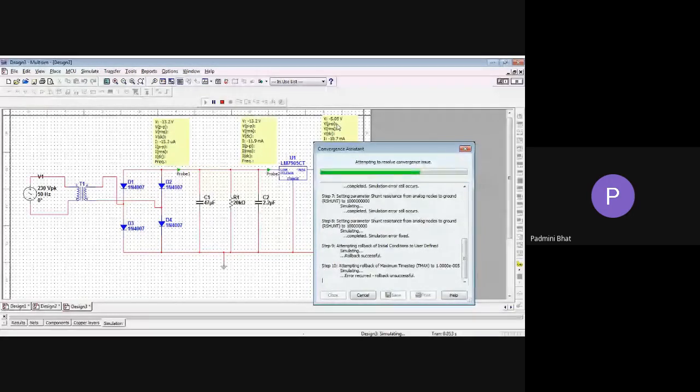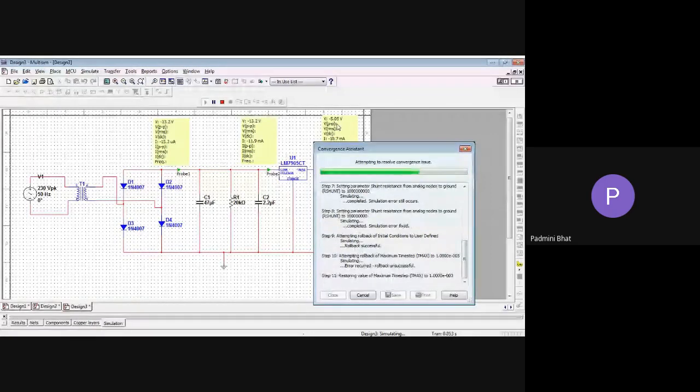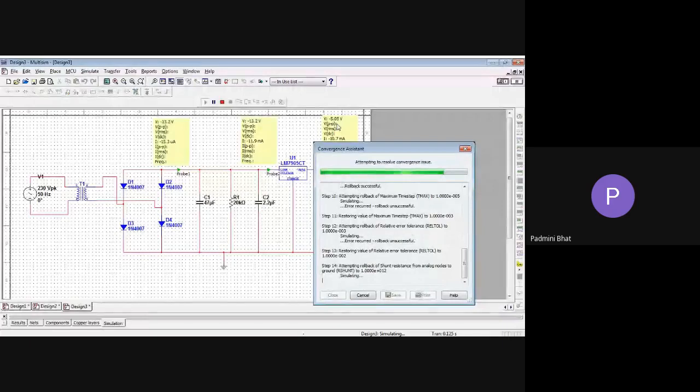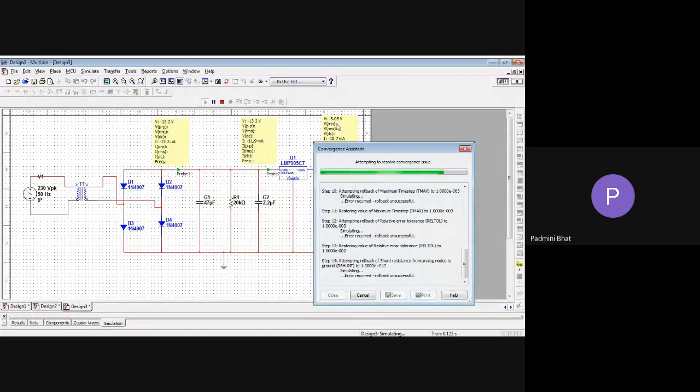Let that issue resolve, but check the output now on the screen. It has come already, minus 5.05. The output is minus 5.05. The input is stepped down to minus 13.2. Why that value? Because the transformer ratio, N2 by N1, we have taken as 0.07. So we have got the negative regulator.